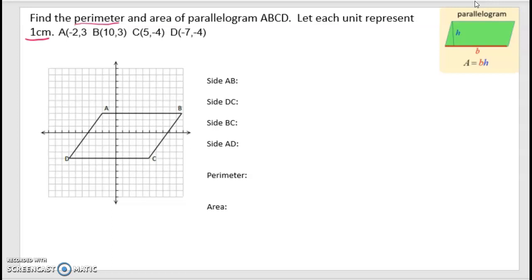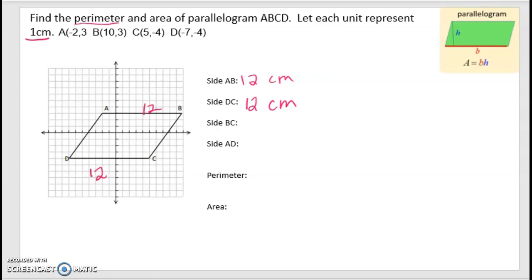and you can count the distance between each square. So you can just count the distances. So 1, 2, 3, and you're going to keep counting all the way until you find that this length is 12. So side AB is 12 centimeters. Okay, and AB is congruent to DC, and we know that because parallelograms have congruent opposite sides. So that means that DC is also 12, which you could verify again by counting the blocks. So DC is also 12 centimeters.